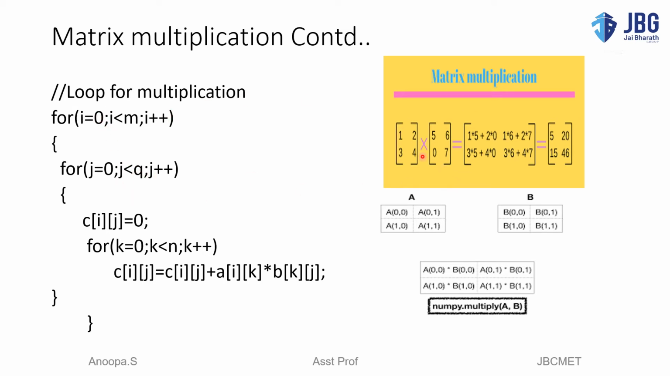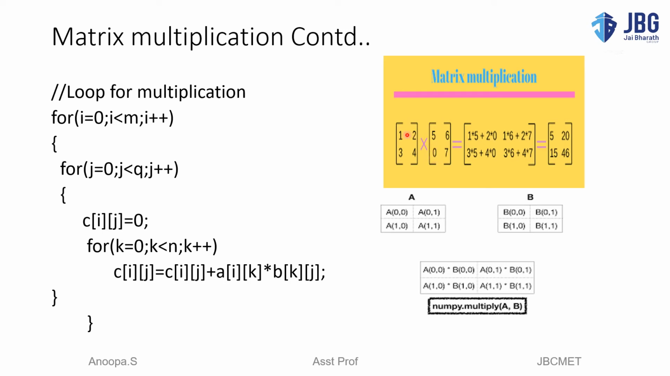Then I am having a third matrix c, and I am storing the result or product in c. That is why I am initializing c of i j as 0. So when i is equal to 0 and j equal to 0, c of 0, 0 will be equal to 0. Then I am having another variable k. Why am I having another variable k? Because we are not directly multiplying this one and this one and outputting the result. We have to perform addition also, right? 1 into 5 plus 2 into 0.